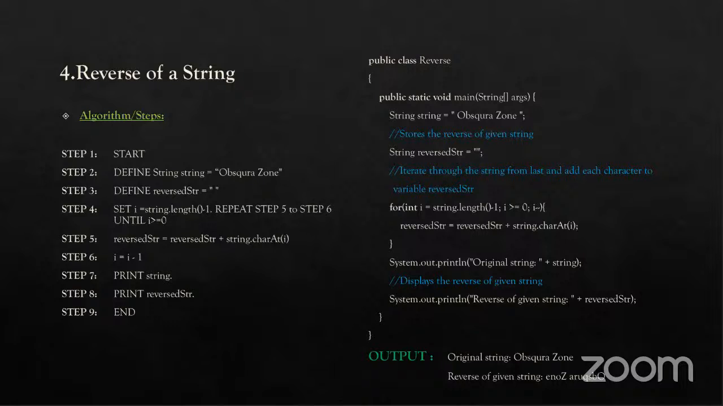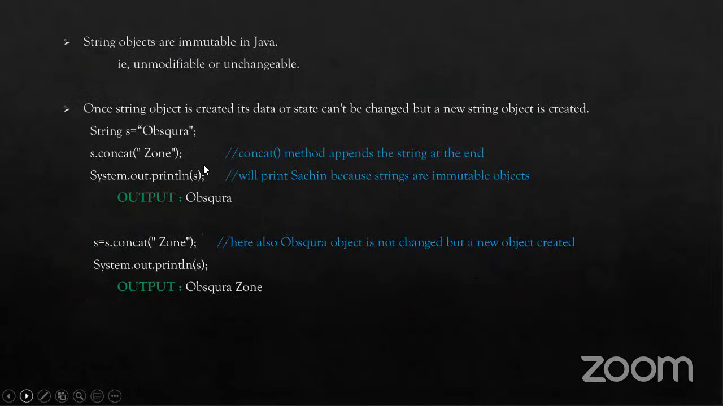In the Java String class we don't have an inbuilt method to find the reverse of a string. So that's why we use a for loop and calculate the reverse of the string. I think you understood how to reverse a string, and how to store the reverse string in another variable. Okay, so we can move on to the next slide.